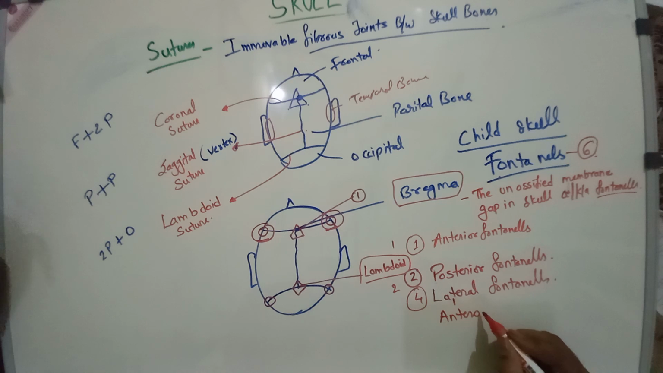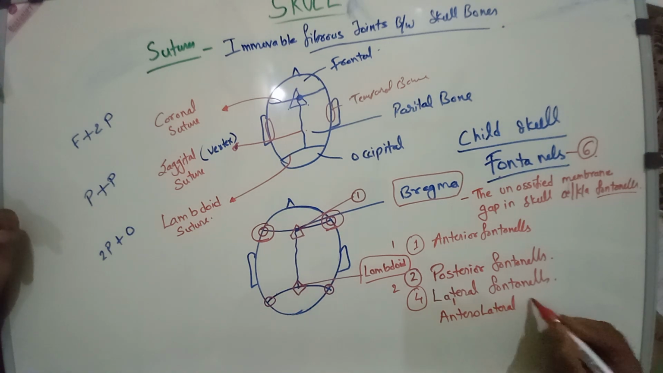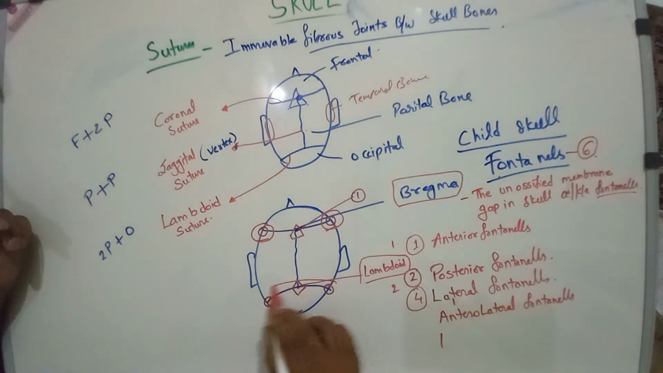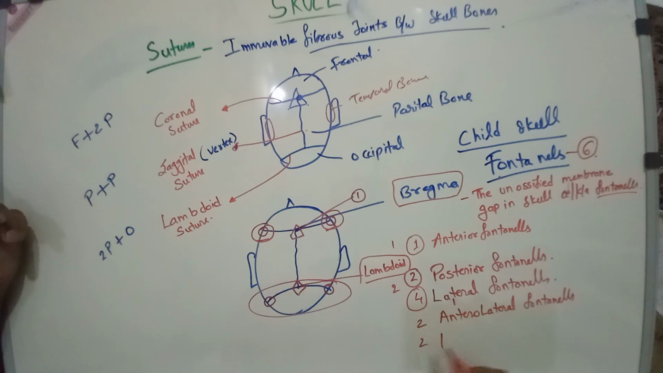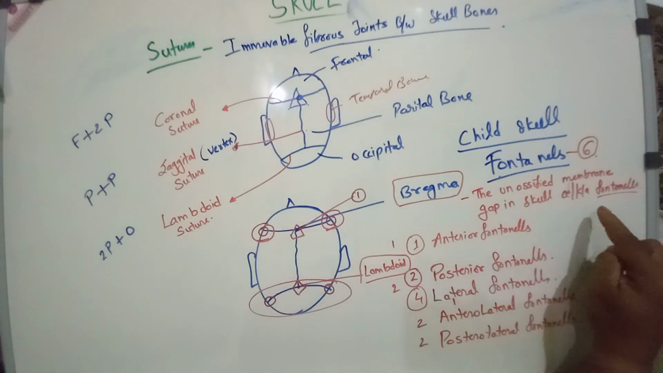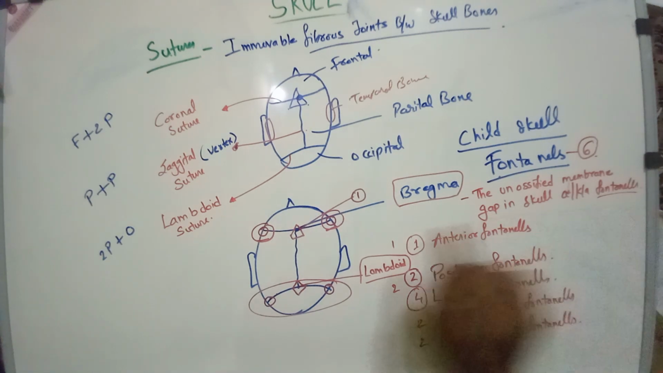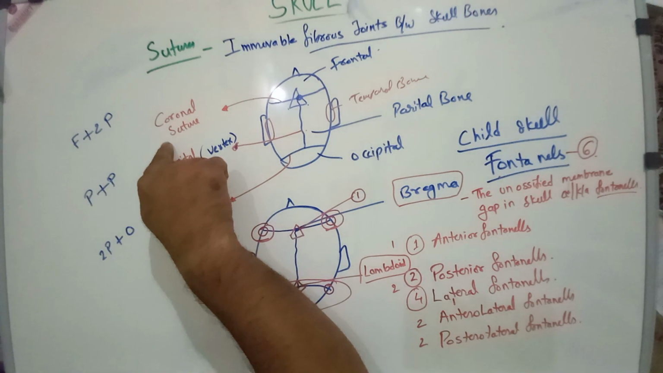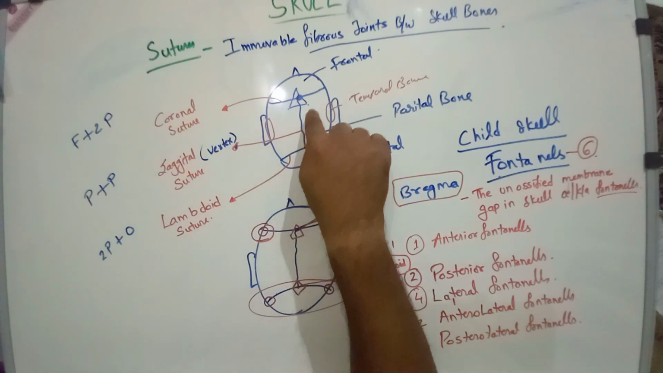Now we will call them anterolateral fontanelles, and they are in posterior, there are two in number, posterolateral fontanelles. Now understand, how many fontanelles? 6 fontanelles. Fontanelles means the unossified membrane gaps in the skull. Anterior fontanelle, posterior fontanelle. The anterior fontanelle is situated at the coronal suture and sagittal suture.